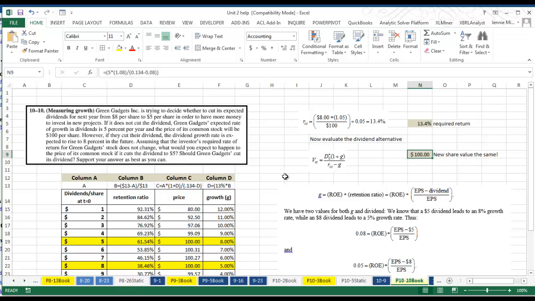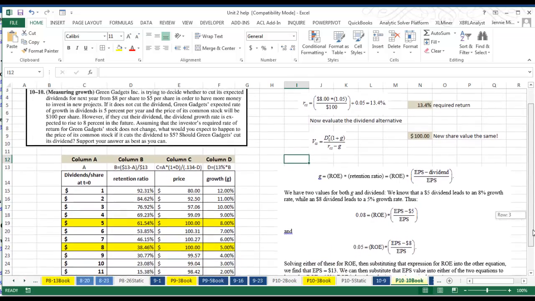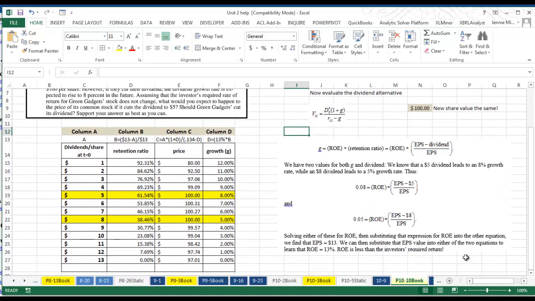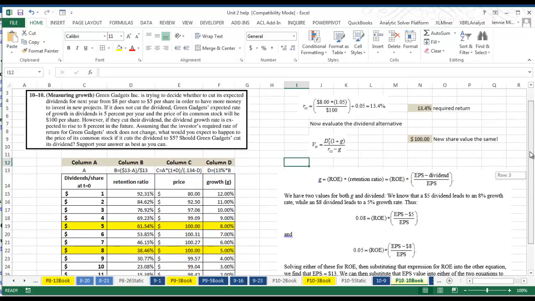And then basically what we can do is build a chart that will show us both our share price and what the growth would be expected to follow along. And we do that using another formula in our textbook. Because we know the information for both an $8 dividend and a $5 dividend, we can do some substitution in algebra so that we can come up with our earnings per share at $13, and we know the ROE with that as well. So the ROE in this case is less than the investor's required return, not by much, but it is. And so that is essentially an eye-opening thing for someone that would be in charge of this.